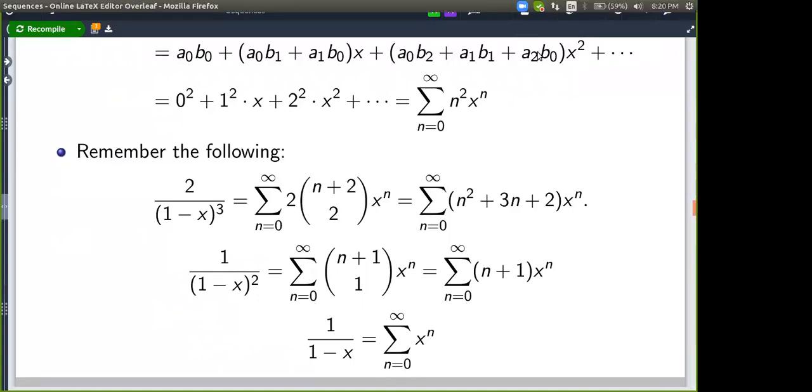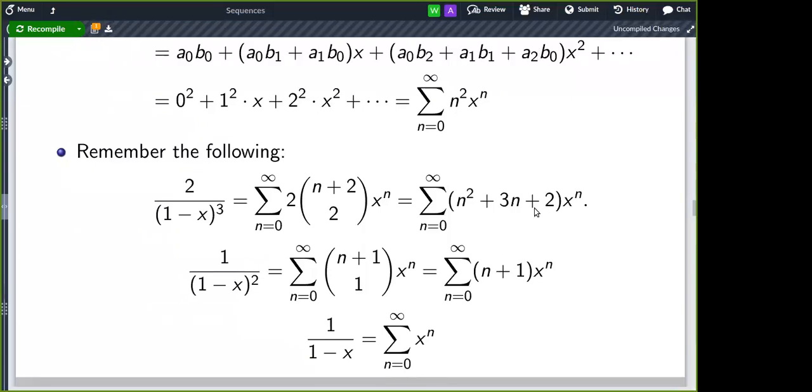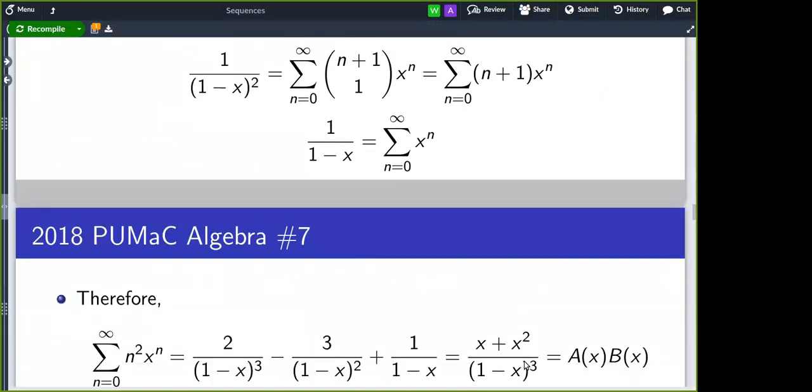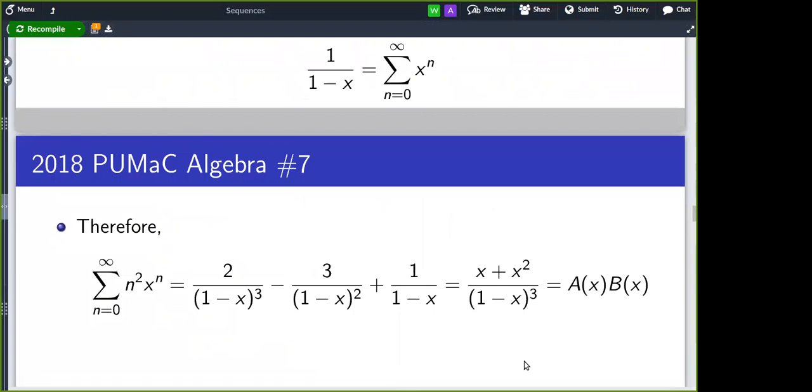Yeah, so we can just combine them, and so 2 over 1 minus x cubed minus 3 over 1 minus x squared plus 1 over 1 minus x. And if we use our common denominator of 1 minus x cubed, it's just x plus x squared over 1 minus x cubed. And so remember that's equal to a of x times b of x.